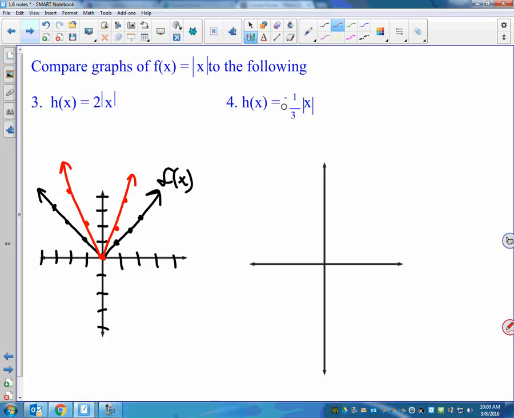This one I threw a negative up there, and I put a fraction there. The negative, remember, is a reflection, right? And a negative on the outside is reflecting it down, right? So this should be reflecting over the x-axis, and this is a vertical shrink.